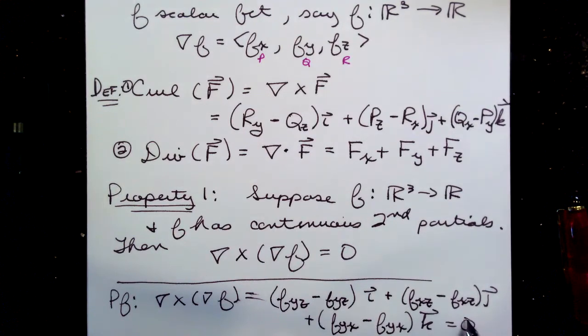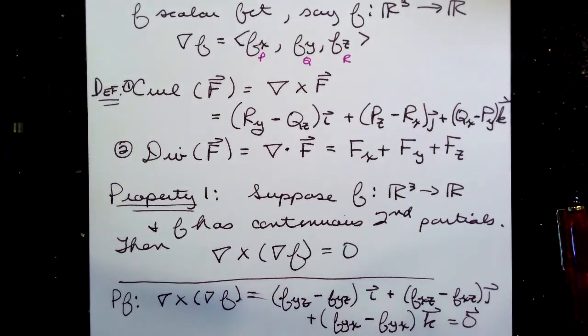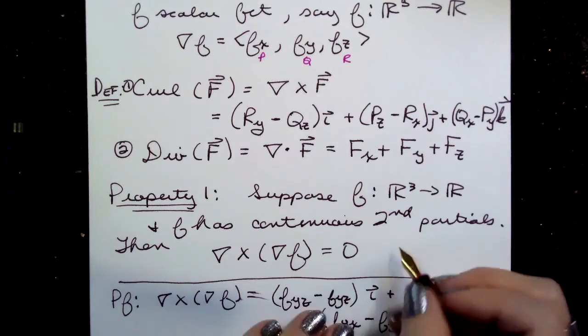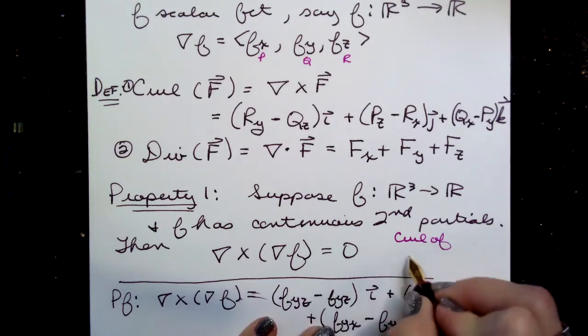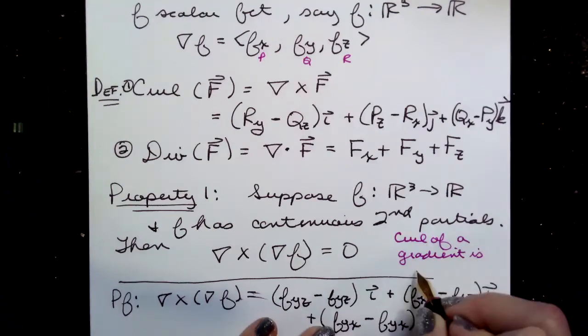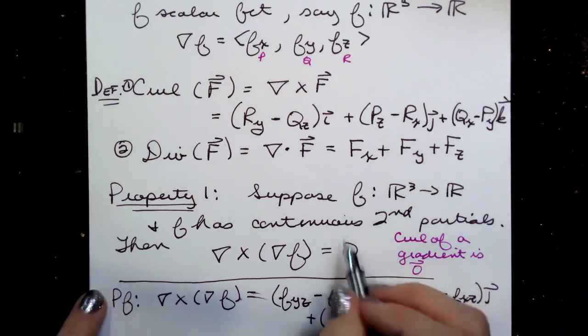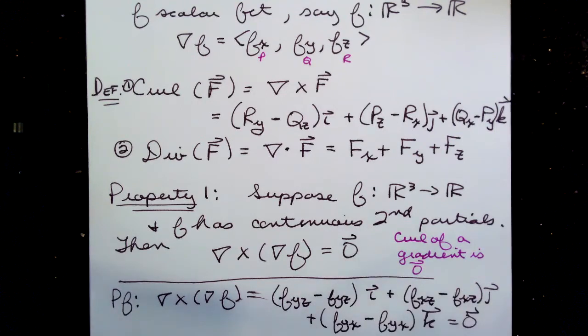So this is 0, okay? All right, so that's the 0 vector. So it's trivial, you just check it, it's true. The way we say that in words is: the curl of a gradient is 0. The curl of a gradient is the 0. And when I say 0, it's a vector. I should have written vector notation here, but 0 is pretty unambiguous. Okay, anyway, we'll fix that. All right, so that's one property.